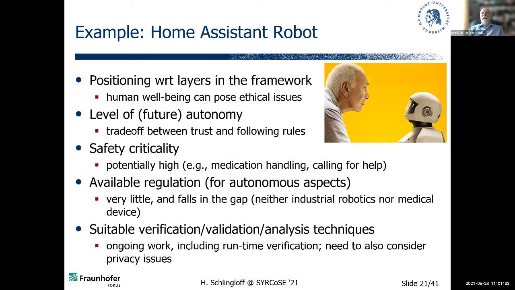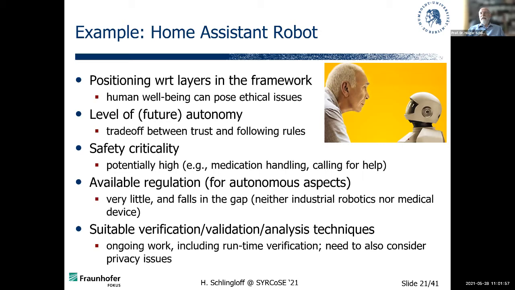And so it, in a sense, commits suicide in order to assist the human in not going to jail. And that is a somewhat neat clue in the movie. With such an example, what is the level of autonomy? Of course, here's a trade-off between trust and following rules.